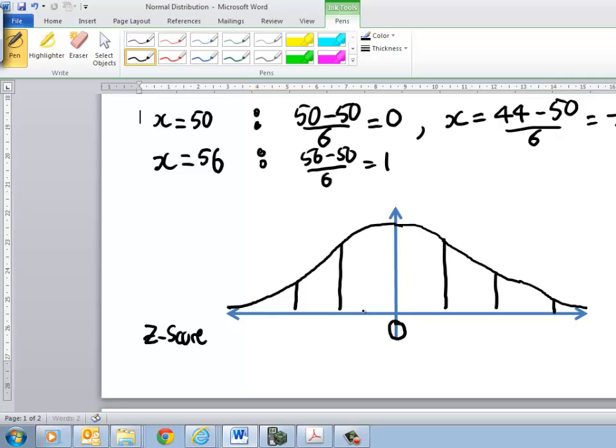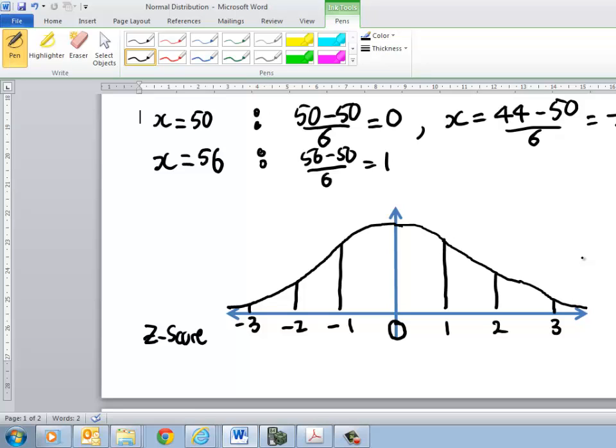Alright, and then we've got Z-scores over here: -1, -2, -3, and then it goes 1, 2, 3. So that's sort of relating how many standard deviations you are away from your mean value.